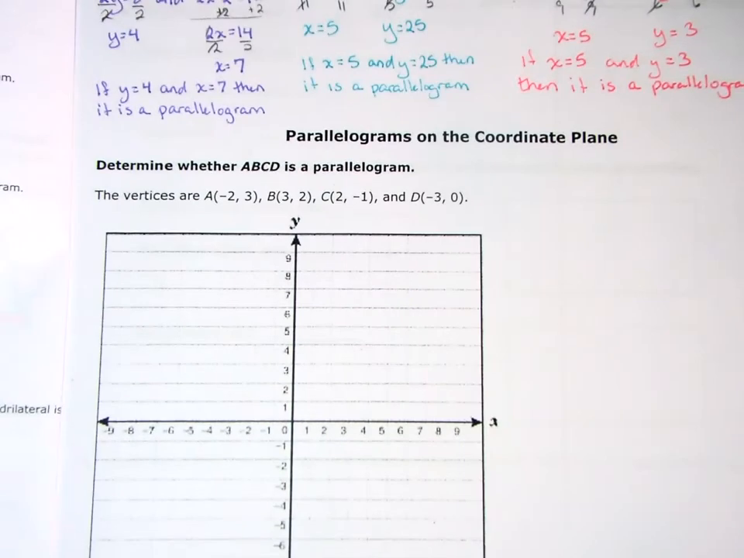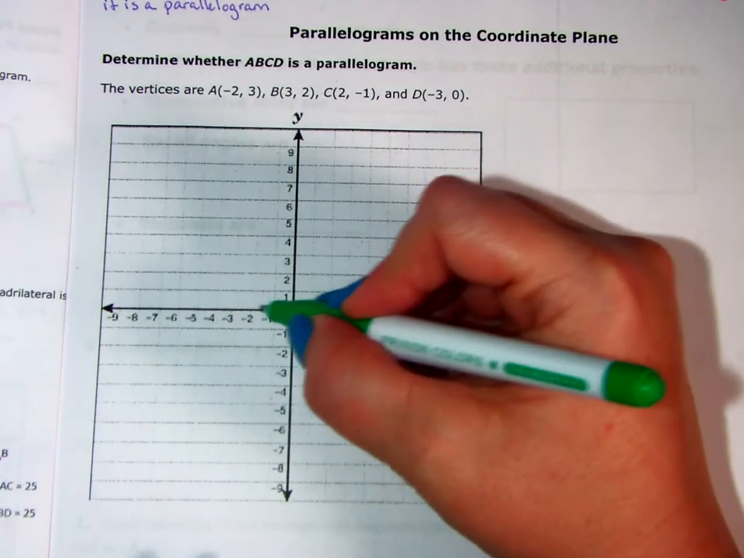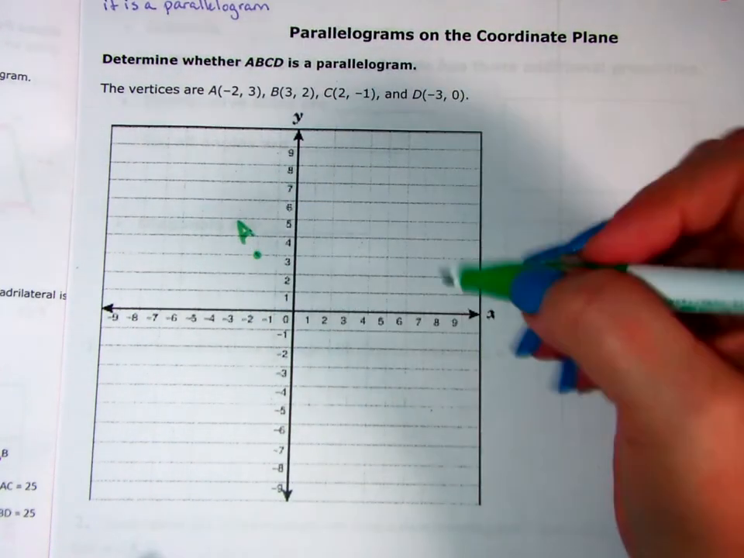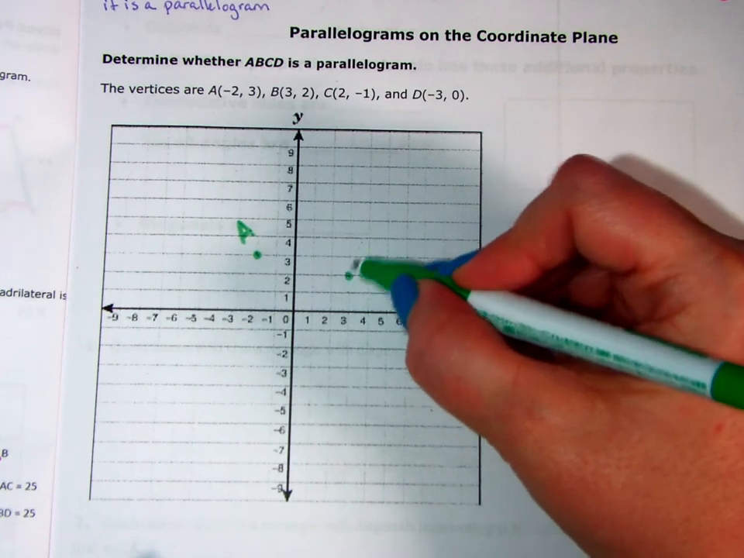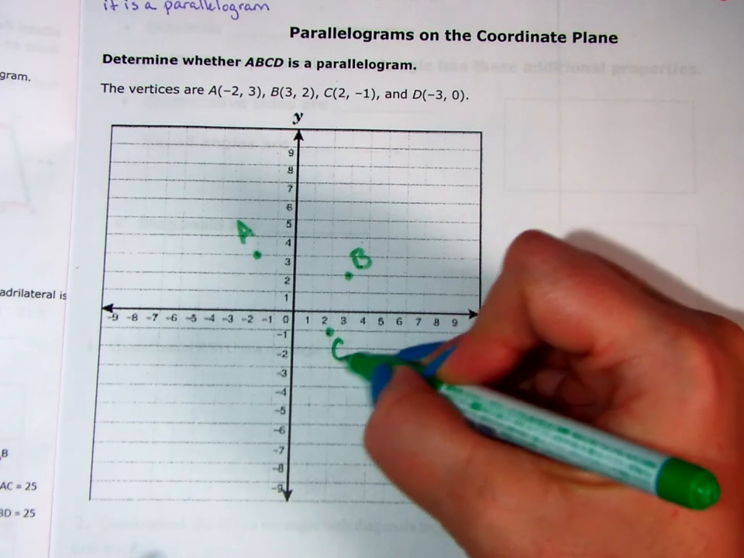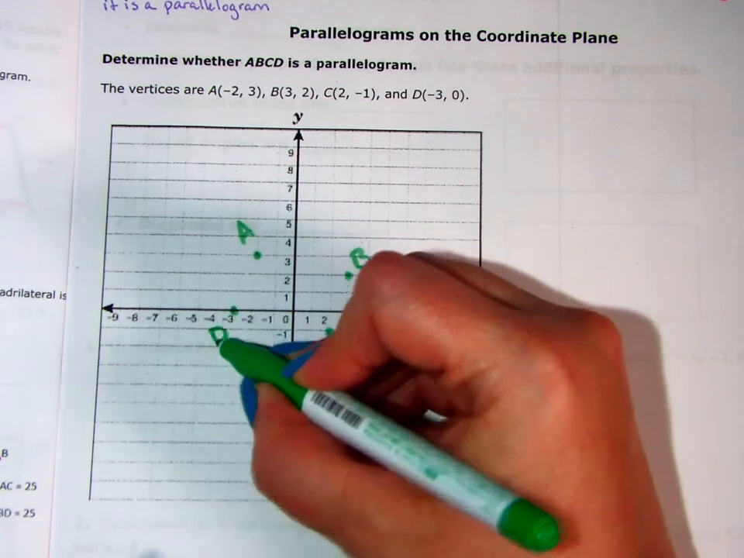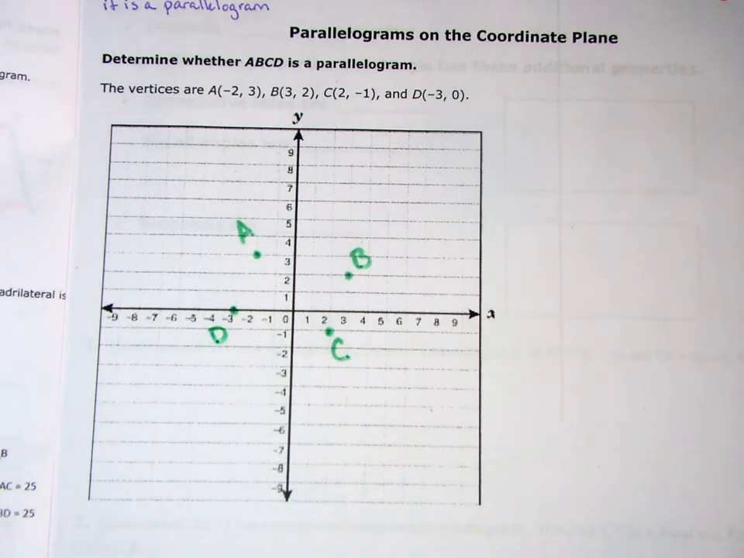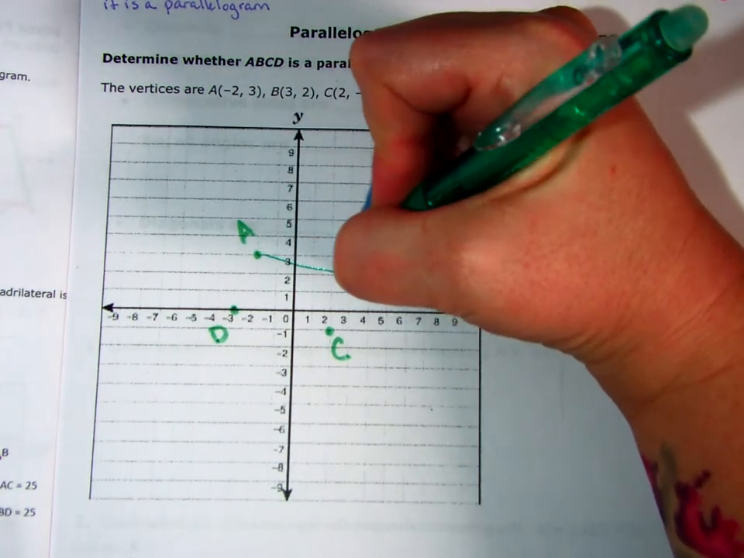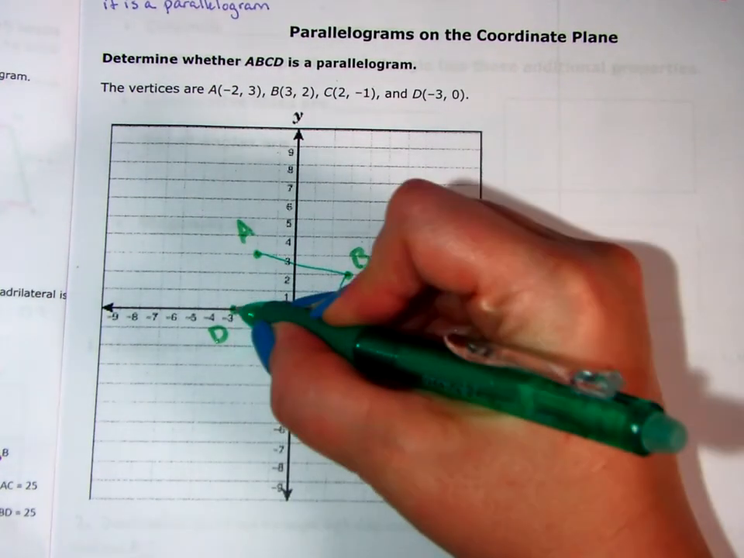So A is at negative 2, 3. B is at 3, 2. C is at 2, negative 1. And D is at negative 3, 0. And remember, when you connect the dots, you have to go around it like it's hot lava, starting at A. So you start at A, and then you go to B, and then to C, and then to D, and then you get to go back to A. Don't fall in the lava.